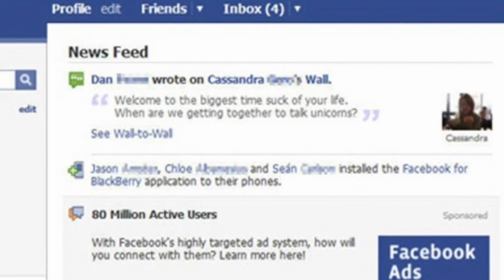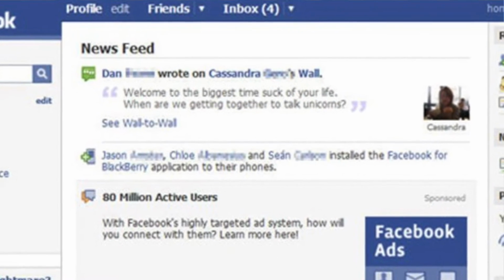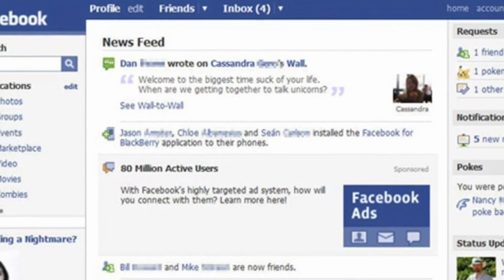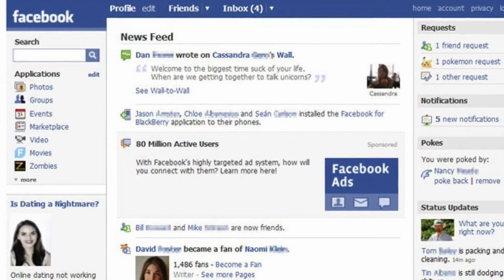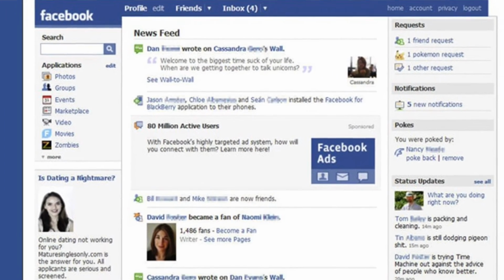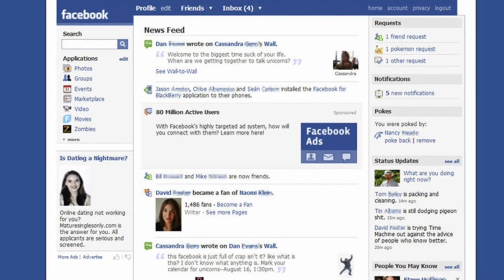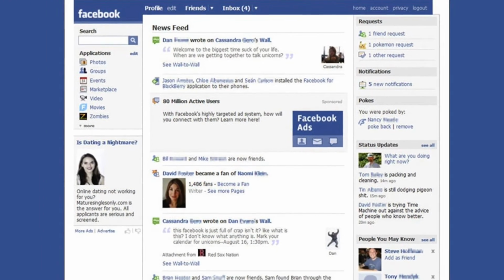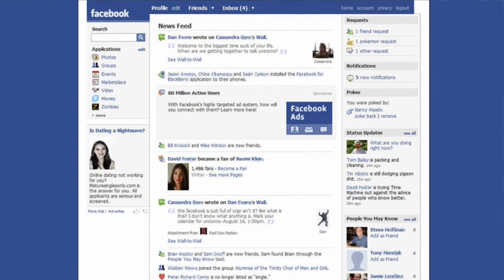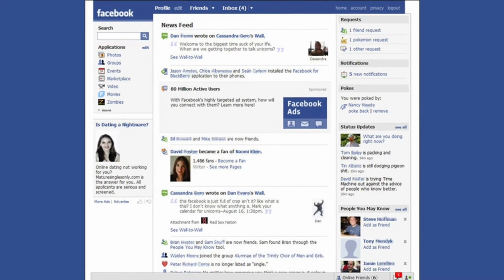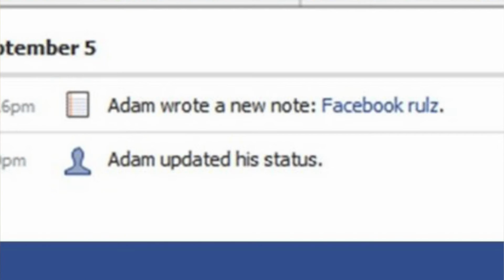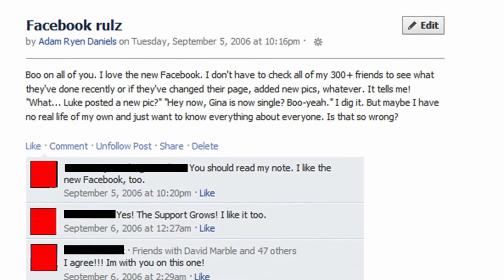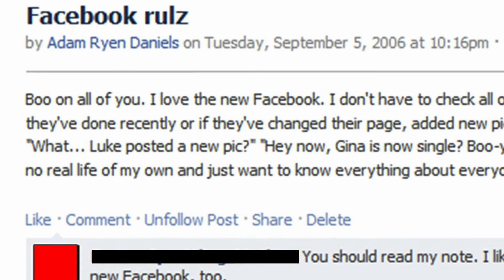Time to talk about the Newsfeed. This was the biggest controversy in the world at the time. Before the notorious Newsfeed, you had to view someone's page to see what they were up to. In retrospect, that must have been a pain. Now everything is sent conveniently to your main page, known as the Newsfeed. In my compelling note titled Facebook Rules, I offer my initial response to the Newsfeed. I liked it. Great work there, Adam.